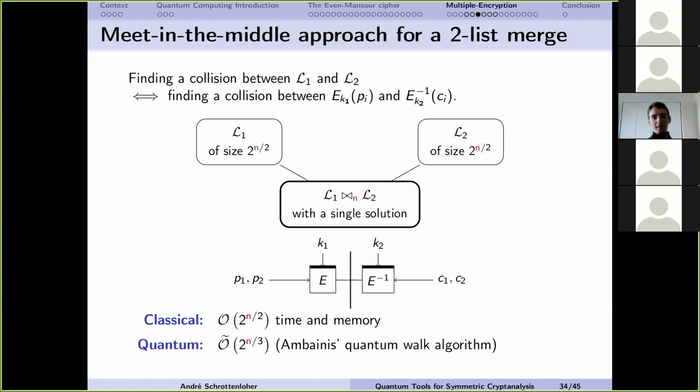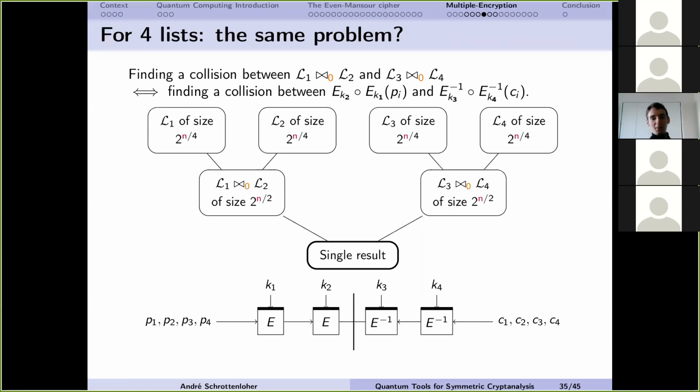But of course, what's interesting is to increase the number of lists and to see what happens. So if you have 4 lists now, or alternatively, if we have 4 keys, in the 4-list problem we now have 4 lists of size 2 to the n over 4, and we're looking for inputs in each of these that sum to 0. In the 4 encryption problem, we're looking for 4 keys that map 4 plaintexts to 4 ciphertexts.